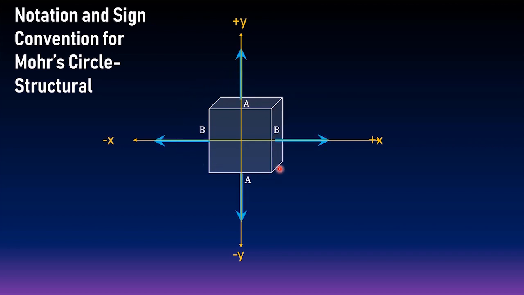These are normal stresses because they act perpendicular to the plane. So we're going to use the lowercase sigma for normal stresses, same as the formal sign convention, the one I've shown you in the transformation equation. And look at the subscript. The subscript tells you which plane it is acting on. This arrow is acting perpendicular to plane A, that's why I'm going to put sigma sub A. And for this one, it should be sigma sub B.